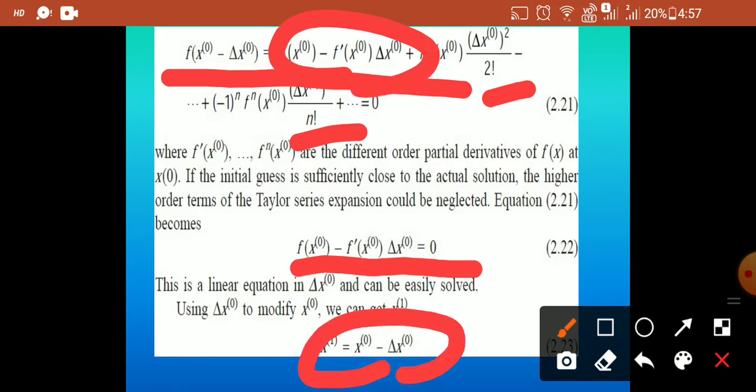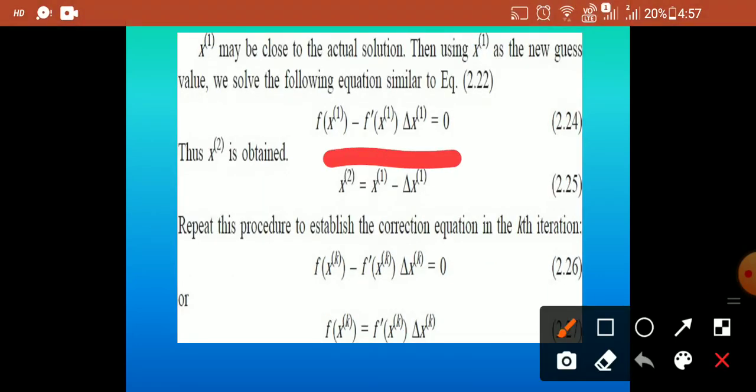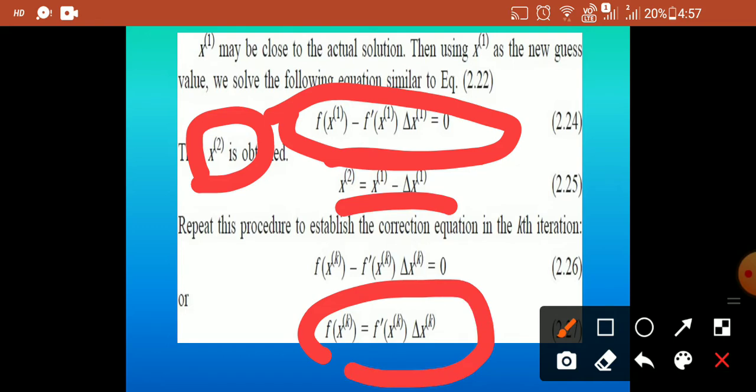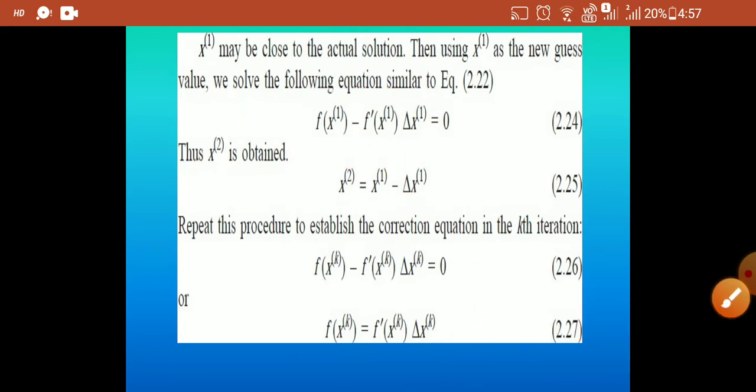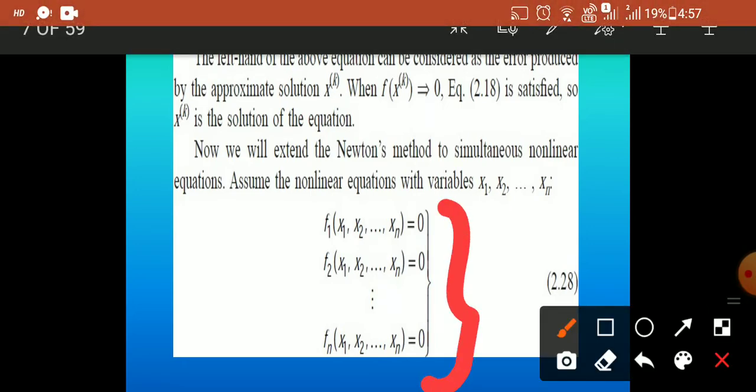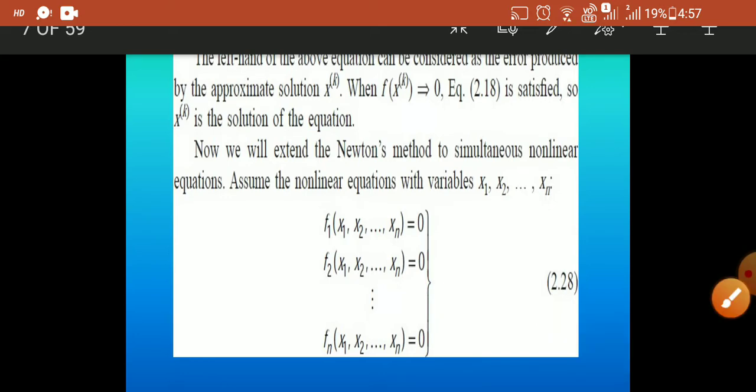The general form is x of the first iteration, x1, equals x0 minus del x0. So the function f(x1) minus f'(x1) del x1 should be equal to 0. This is the generalized equation for f(x1). Then x2 is obtained by using this formula. This is the generalized format: f(xk) minus f'(xk) del xk should be equal to 0, and the function f(xk) should be equal to 0.